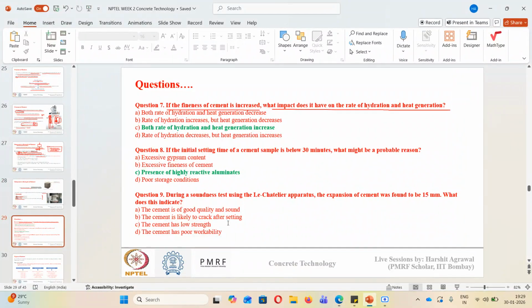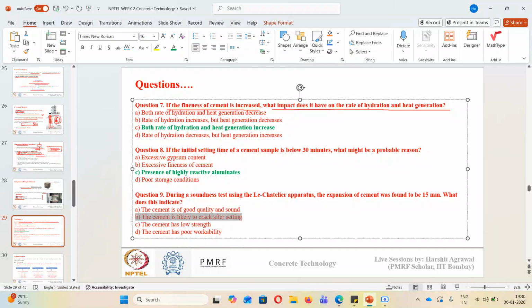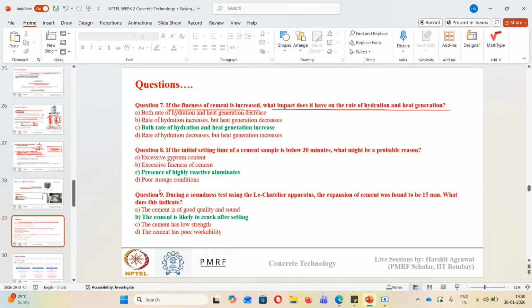Yes, the correct answer is B. If my setting expansion is more than 15 mm, we were told that for a cement to be sound, the expansion should be less than 10 mm. If it is more than 15 mm, it means there is excess free lime present in the cement system, and this cement system is likely to crack after setting, because lime, when it reacts with water, forms expansive products, which is not desired in a hardened cement paste system.